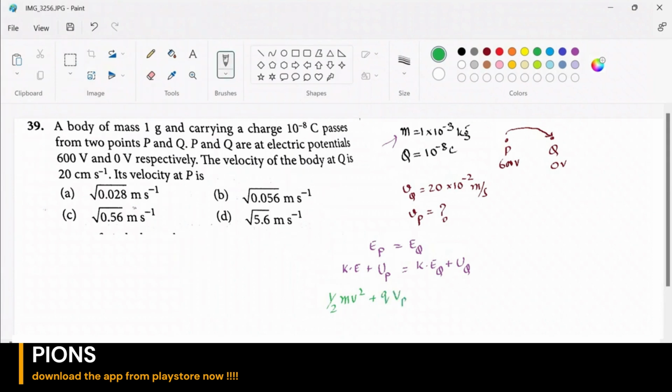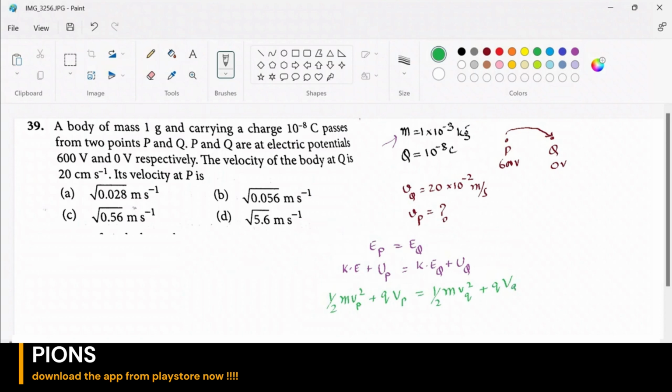So QVP. The charge still remains the same. Charge is not changing when you are going from P to Q. So it will be half m, this is velocity at point P, this is velocity at point Q, plus charge times velocity. Sorry, not velocity, potential. Be very careful with V's. This will be at point Q.